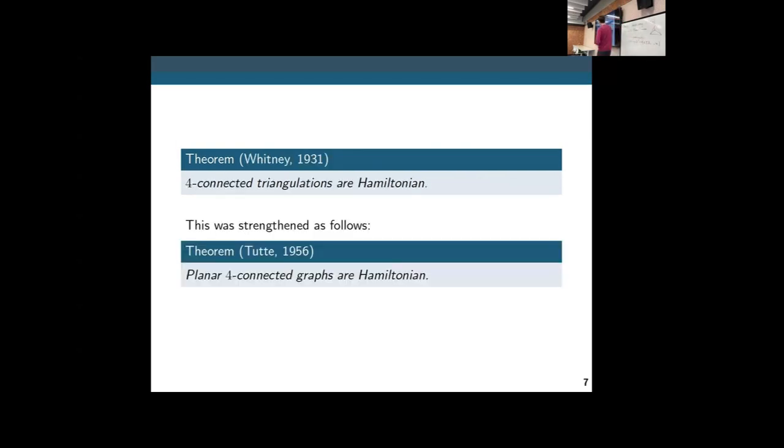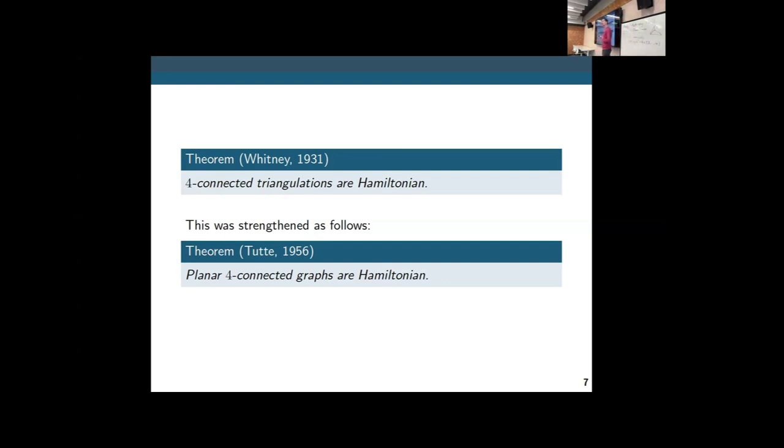Yes, this was strengthened. Whitney and Tutte in the 50s showed that actually it's not important that these are triangulations. So planar four connected graphs are also Hamiltonian. This is stronger than this. This allows other face sizes as long as you stay four connected. And here I mean triangulations of the sphere. Every time I write triangulation, I don't mean of some other surface. I mean triangulation of the sphere.